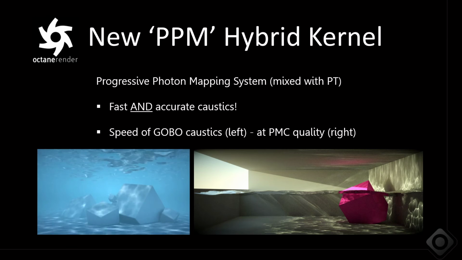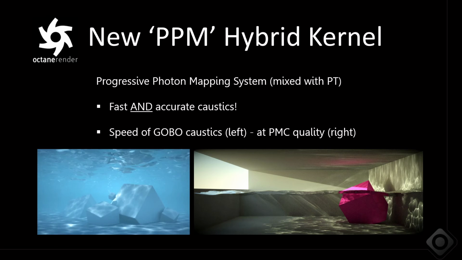So the idea with progressive photon mapping, and this is a hybrid mode, it'll basically do photon mapping for caustics, and it'll mix that with your path tracing or direct lighting kernels. You'll get the best of both of these. You'll get very fast, beautiful caustics that are as good as what we do with PMC, but it'll happen much faster. And this is, I think, something that a lot of Octane users will be able to leverage and utilize. So we're excited with that.